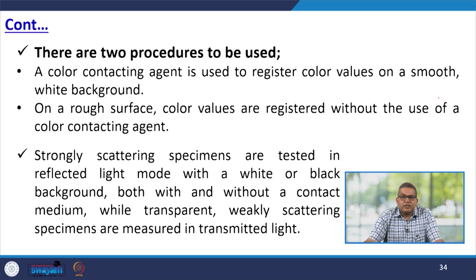Now, there are two procedures to be used. A color contacting agent is used to register the color value on a smooth white background. On a rough surface, color values are registered without the use of a color contacting agent. Strongly scattering specimens are tested in reflected light mode with a white or a black background, both with and without contact medium, while transparent weakly scattering specimens are measured in transmitted light.